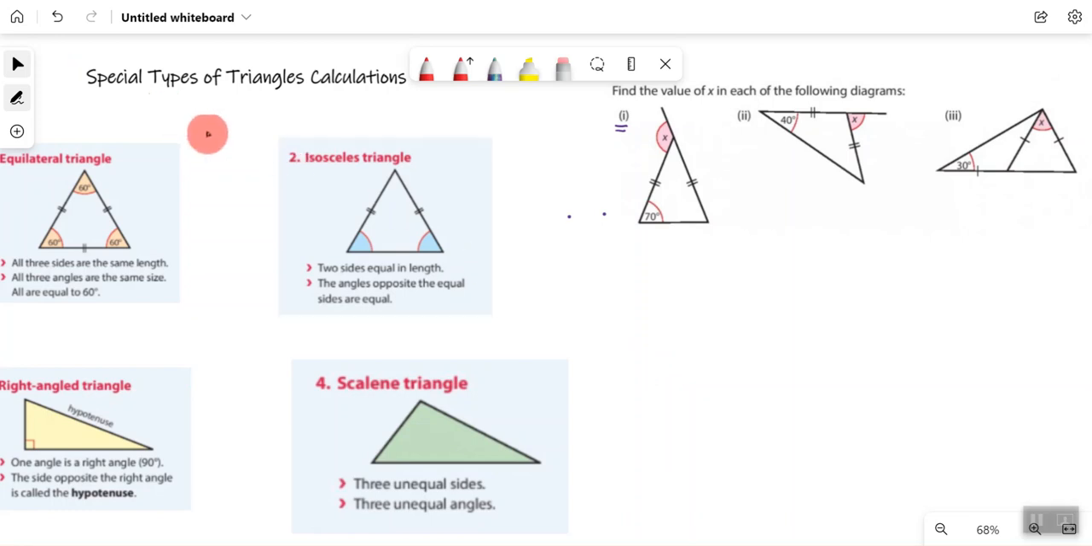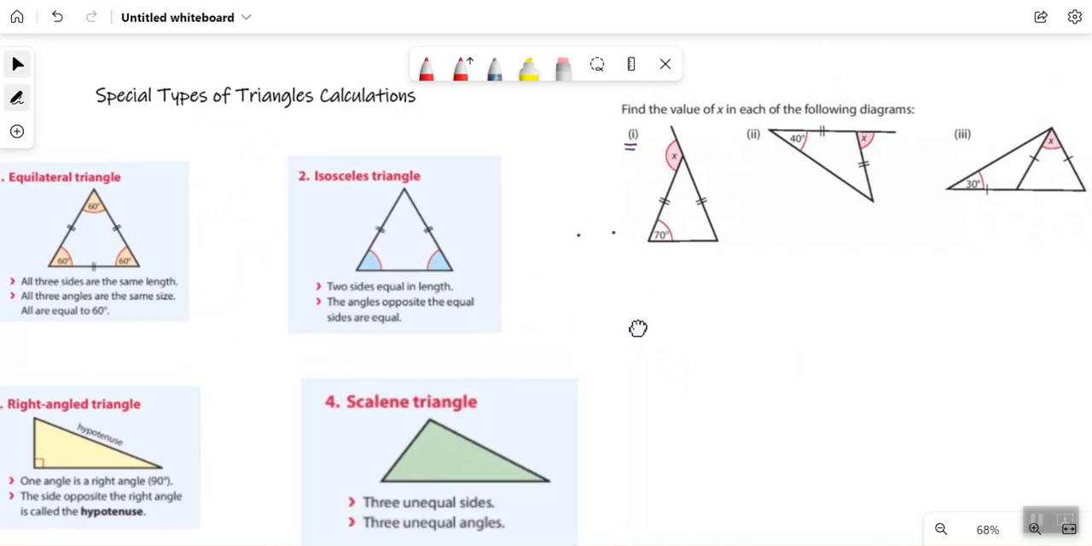Okay, so what we're going to do here is look at calculations that you can be asked that involve these special types of triangles. This question here is a typical example of that. They'll give you a triangle and then ask you to work out what the angle is. So you need to be able to, first of all, identify the type of triangle that you're working with.